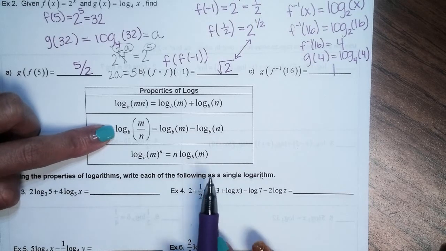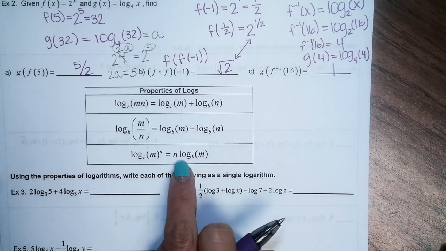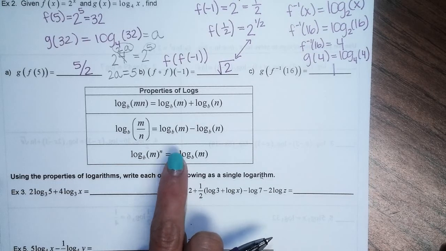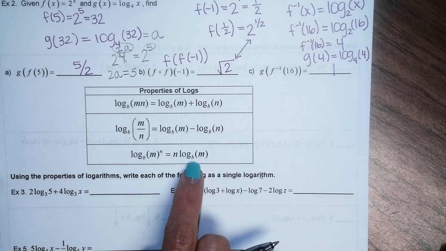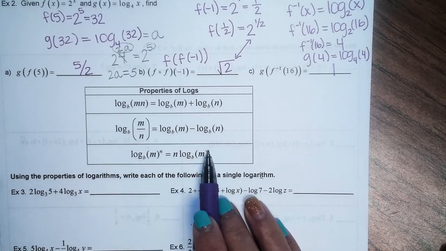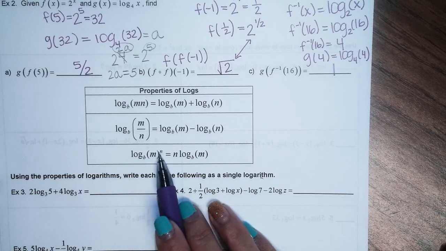And then the next log property is when you have a log that has a coefficient, like 3 log or 4 log, whatever, that coefficient can become the exponent of your m. So it can be m to the n. It becomes an exponent.